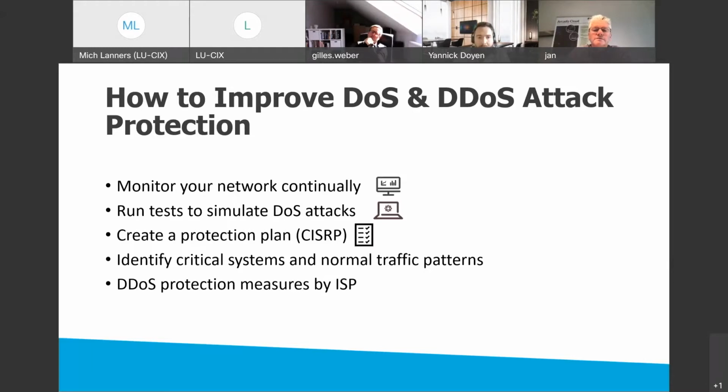Create a protection plan. This consists of creating a checklist, forming a response team, defining the response parameters, and also deploying protection. Identify critical systems and normal traffic patterns. The former helps in planning protection and the latter helps in the early detection of threats. And last but not least, there are DDoS protection measures by the ISP.